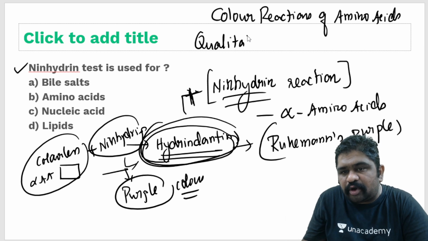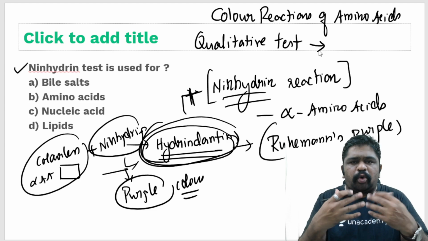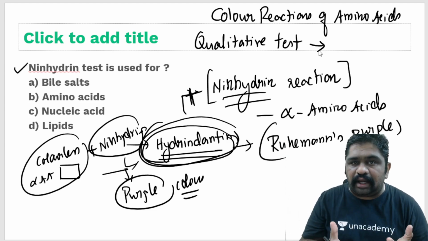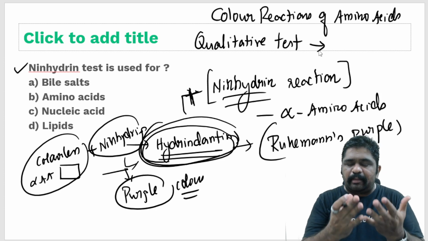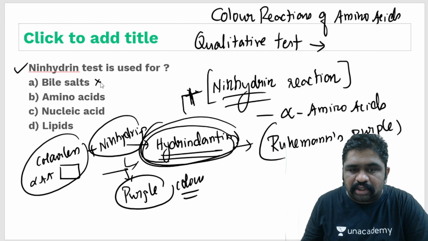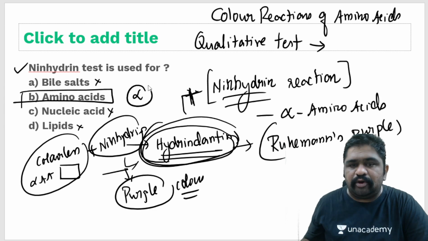What is the importance of a qualitative test? A qualitative test can actually bring out the quality of any kind of compound. Here, by looking at the quality called color, you are able to say whether the amino acid is present or absent. Ninhydrin is not done for bile salts, it is not done for nucleic acids, it is not done for lipids, it is done for all alpha amino acids.